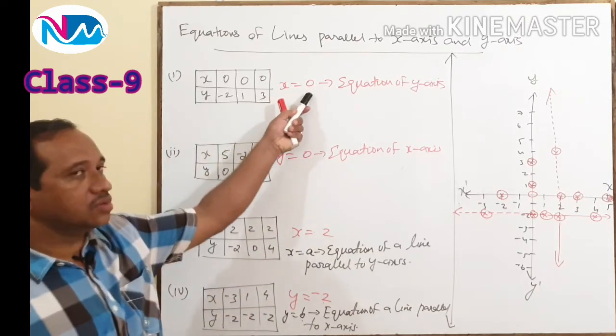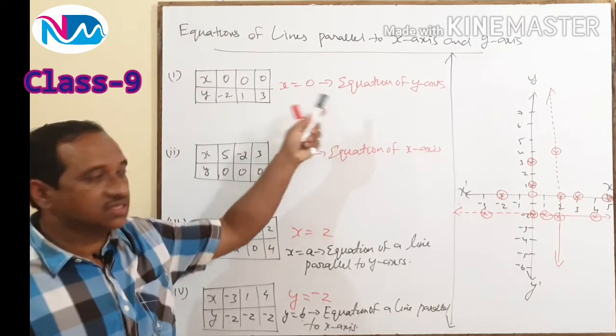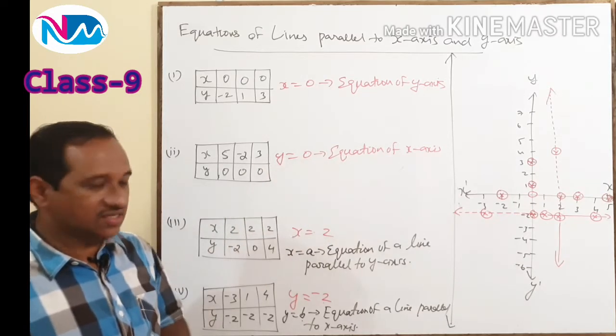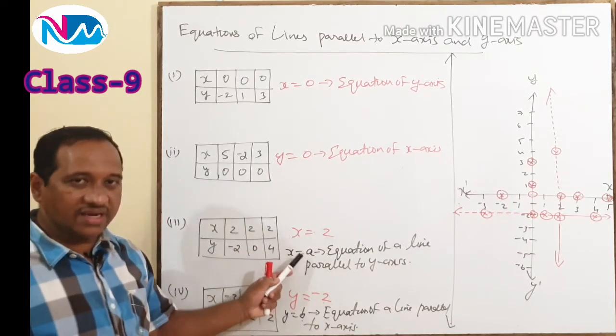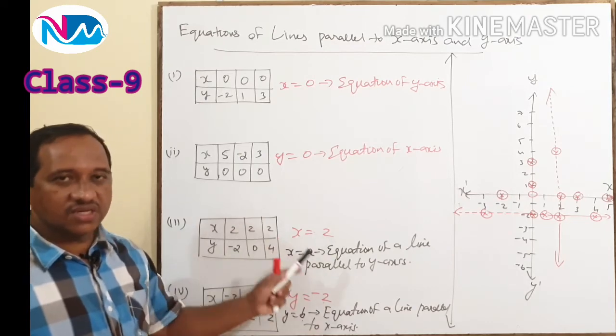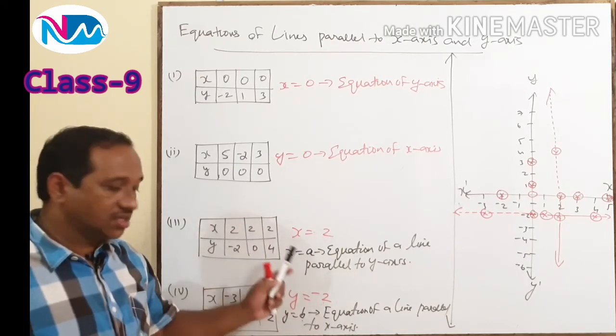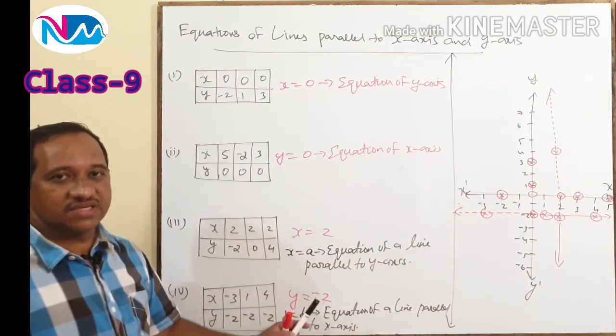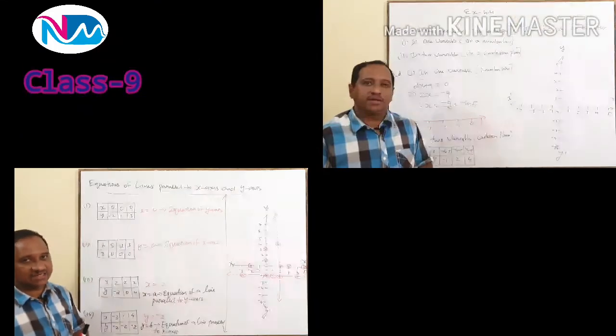x is equal to 0 represents y-axis. y is equal to 0 is the equation representing x-axis. x is equal to a, where a is any constant, represents an equation parallel to y-axis. y is equal to b, where b is any constant, represents a line parallel to x-axis.